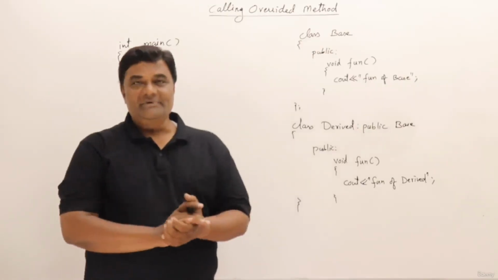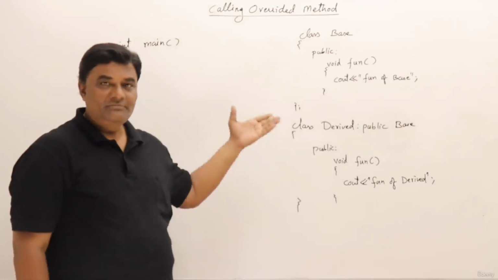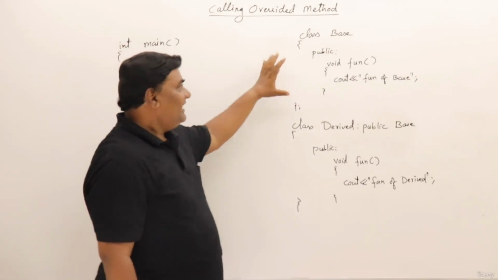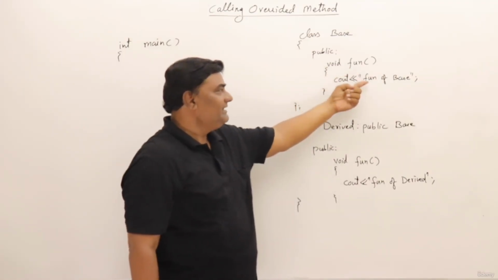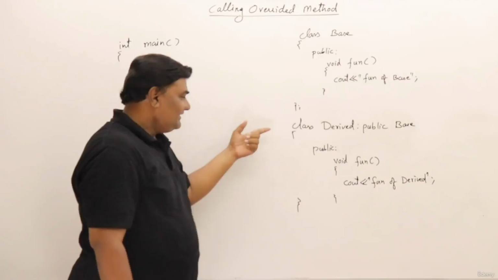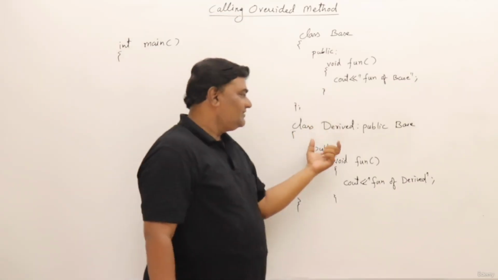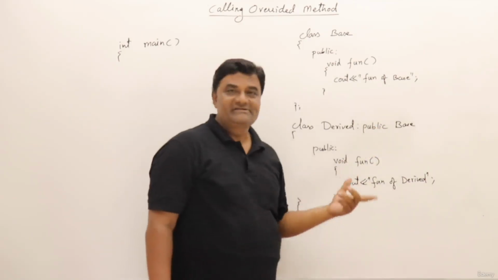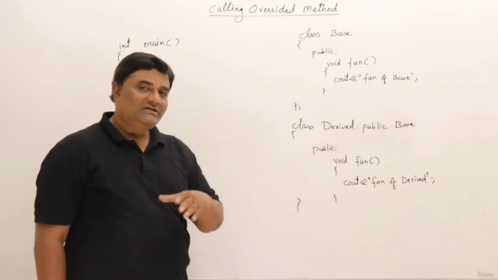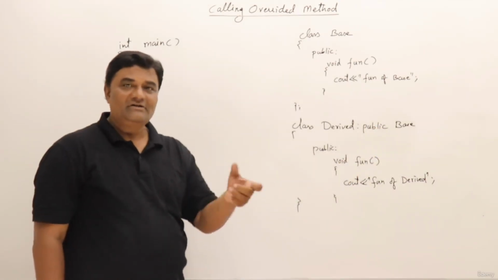Now, this is an interesting topic. I have already a piece of code available here. I have a base class having one function called void fun, and it is displaying fun of base. And I have a derived class having a function fun, which is displaying fun of derived, and it is deriving from base class.